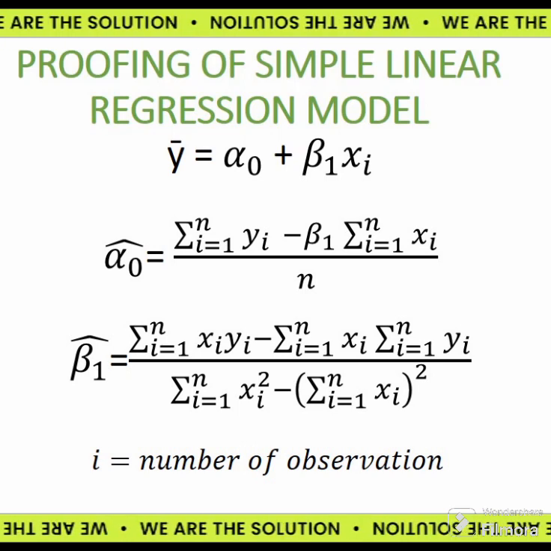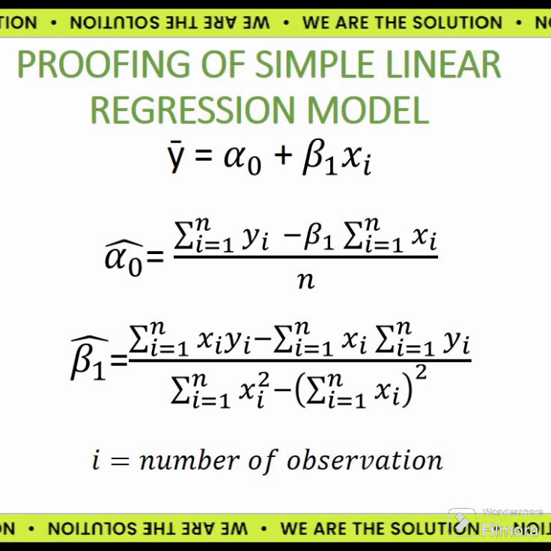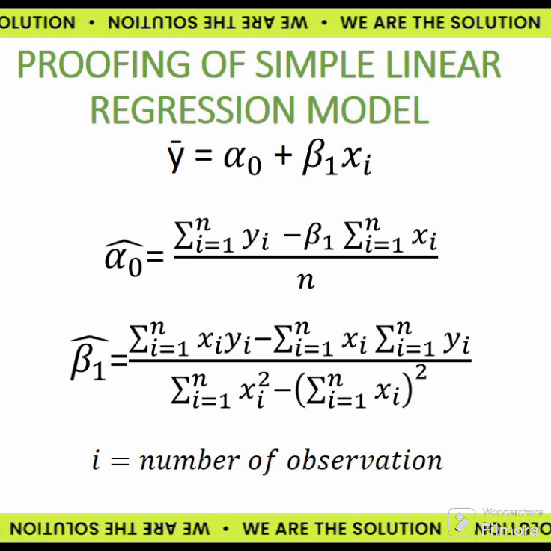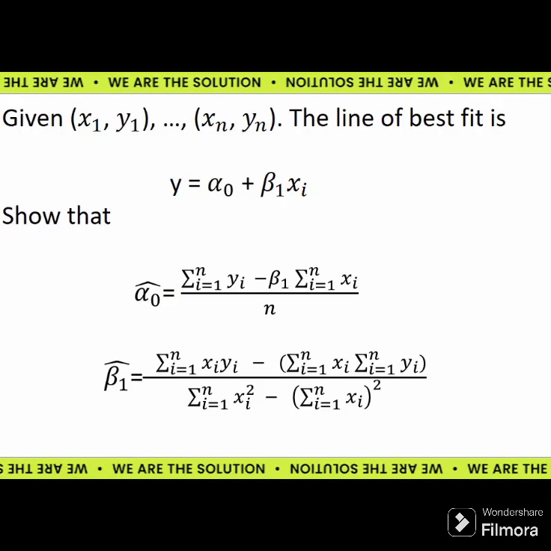Welcome to Formcule tutorial. Today, I want to show you how to prove simple linear regression model. That is, how to obtain alpha naught and beta 1.